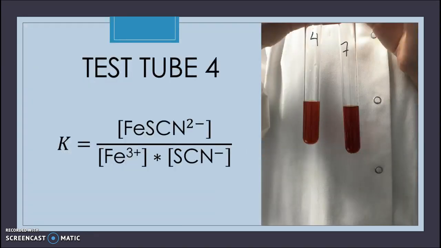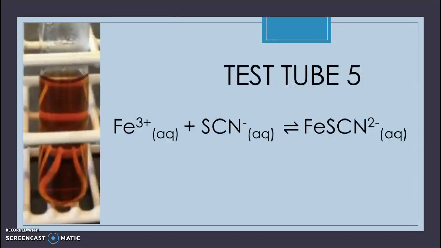In test tube 4, we added a few drops of silver nitrate. The silver ions from the silver nitrate would react with the thiocyanate ions and form a precipitate. We could see that the solution turned less red than the original equilibrium mixture. When the thiocyanate reacts with the silver ions, then the concentration of thiocyanate decreases. And when that happens, then the value of Q will go up and K will now be smaller than Q. So there is a shift to the left to again even out the change.